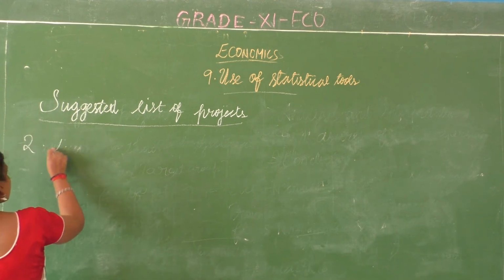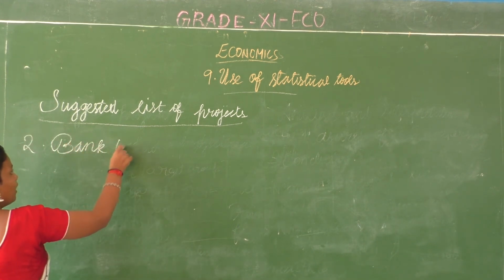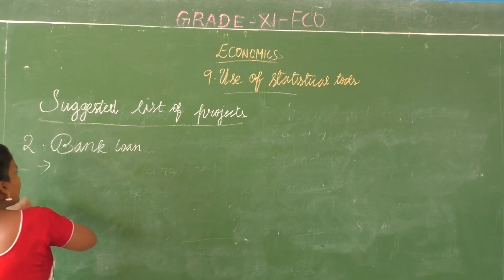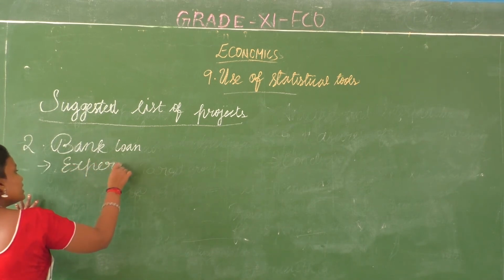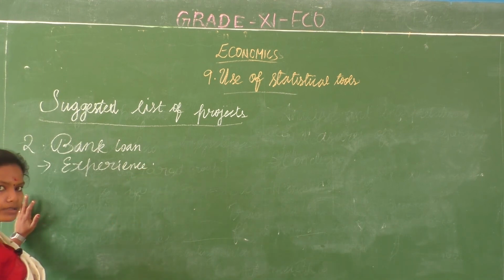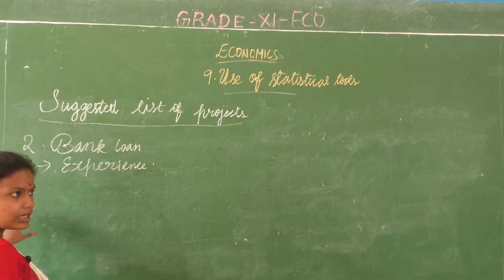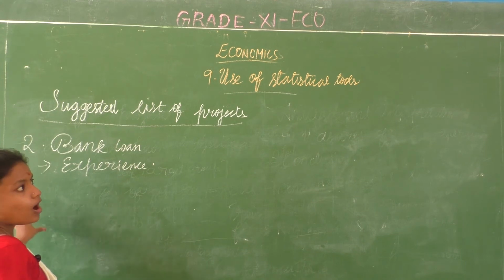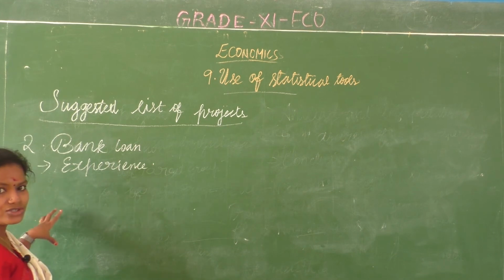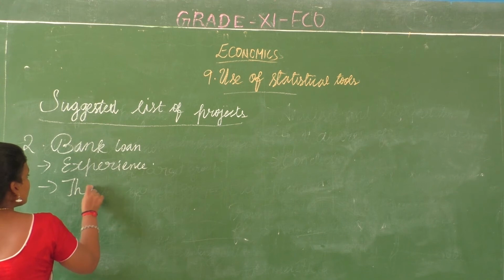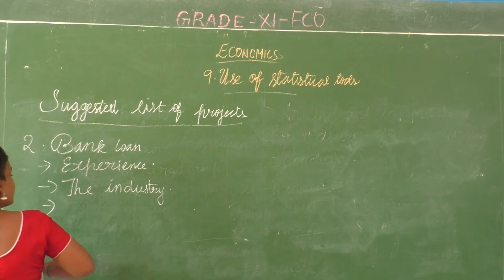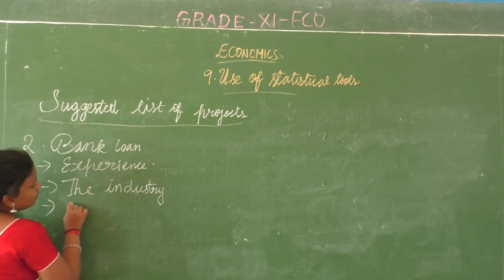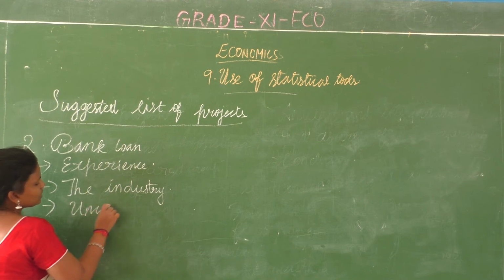So your second thing is applying for a bank loan. In this, you can talk about your experience in this particular field. Okay, you are asking to extend, you are asking to start your unit. So how much you know about it? How much you know about the particular industry? Your experience, and then you need to talk about the industry. Then what are the unique things that you are going to do?